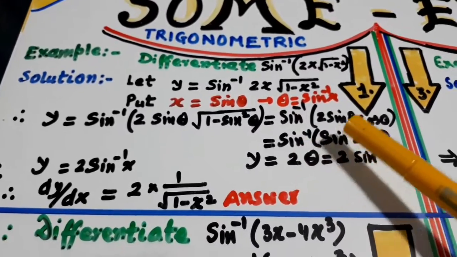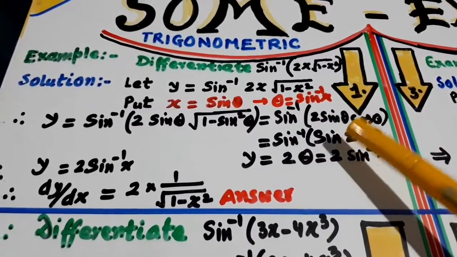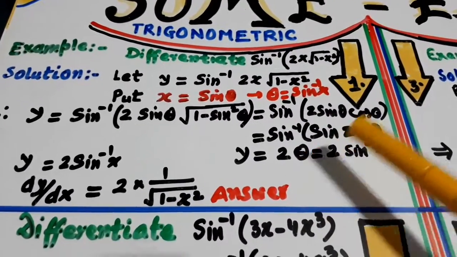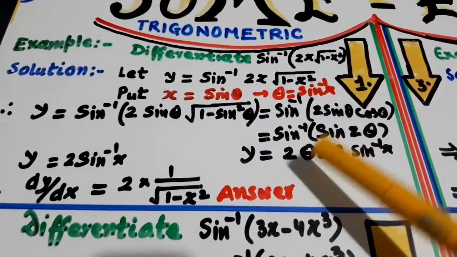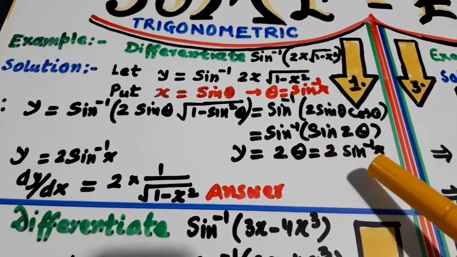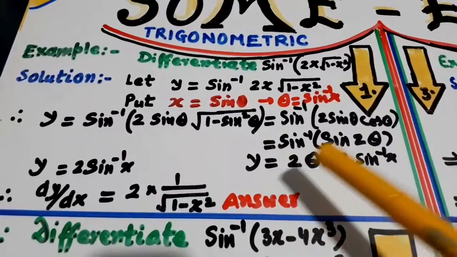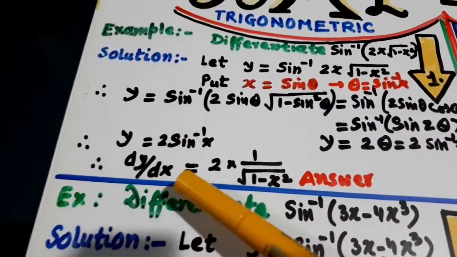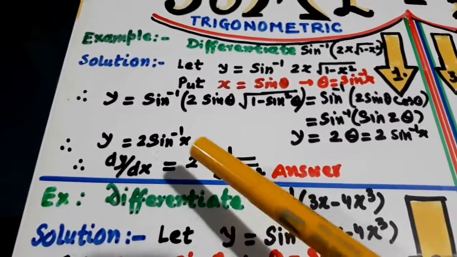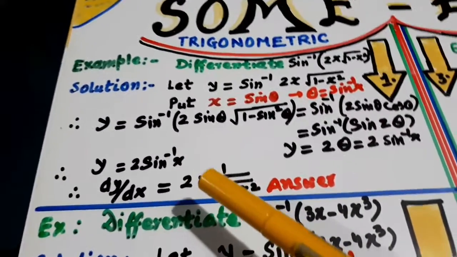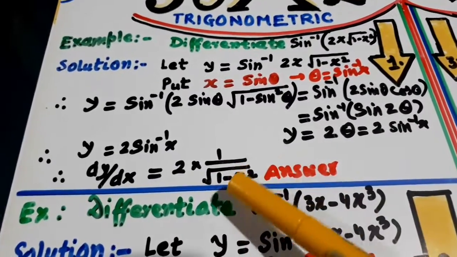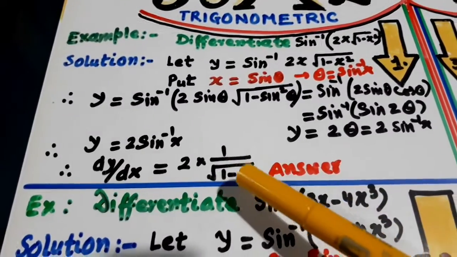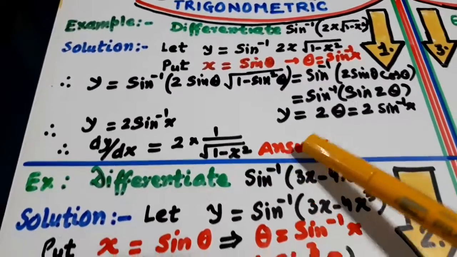So sine inverse 2 sin theta cos theta is sin 2 theta, as you know. So sine inverse will cancel up. The sine will be having 2 theta, and value of theta you know is sine inverse x. Now look here, the shape has become very, very easy. Now it is very easy to differentiate. Only you have to know the formula for derivative of sine inverse x, which is 1 over under root 1 minus x square. So answer will be 2 into 1 over under root 1 minus x square.